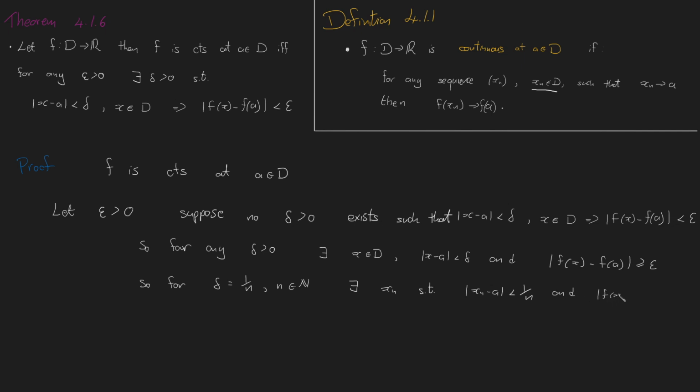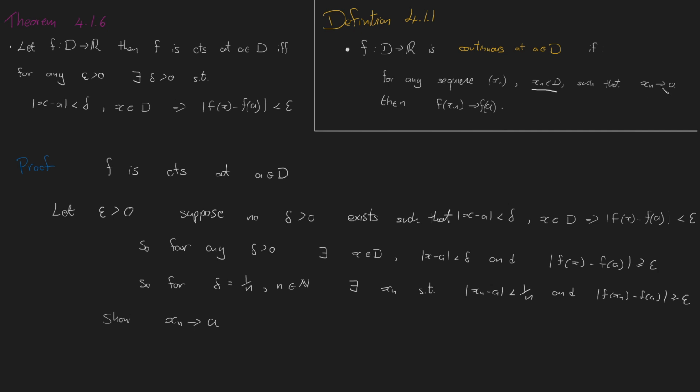And f of xn minus f of a is greater than or equal to epsilon. This line is really the key to the proof, because at this point we've set up a sequence xn which is going to converge to a. There's maybe some work to show that. I'll leave that as an exercise. So show that xn converges to a. And then we're in the situation of the definition.